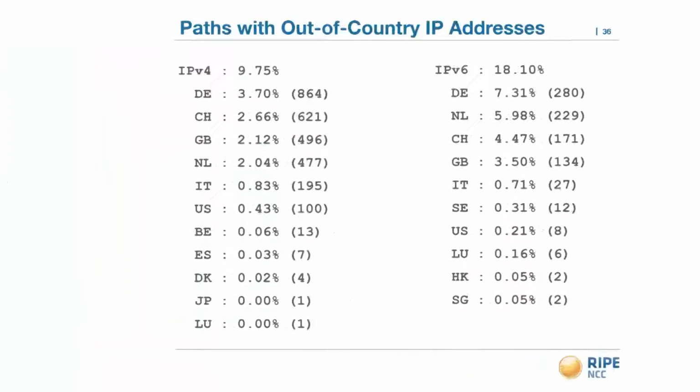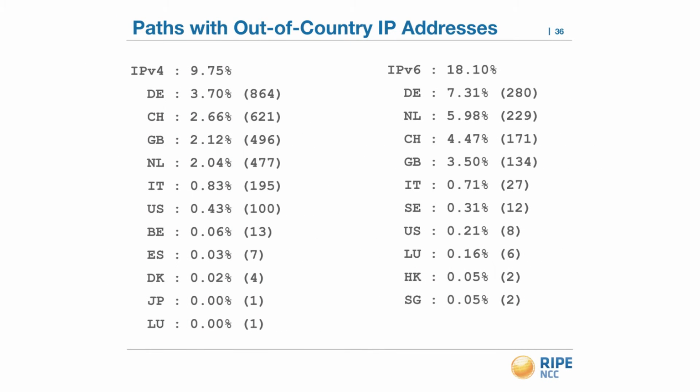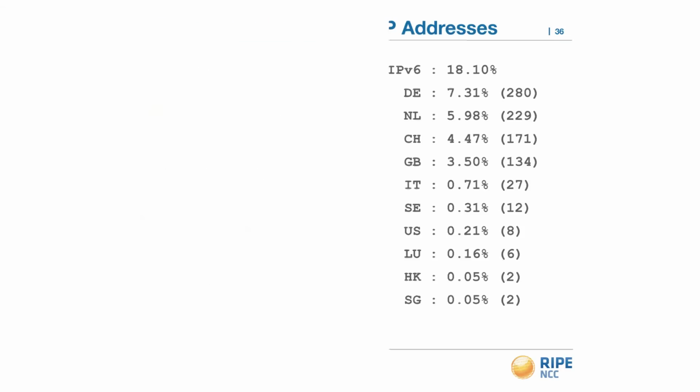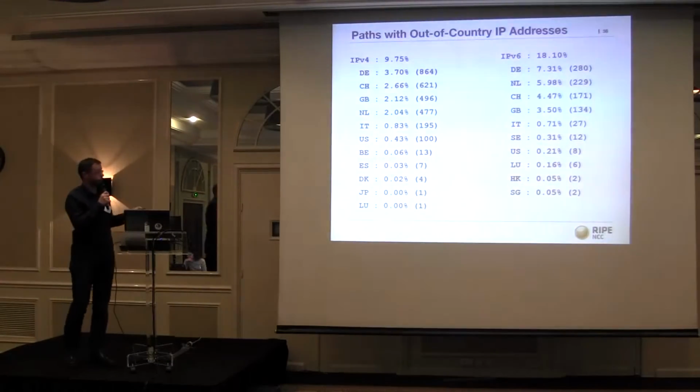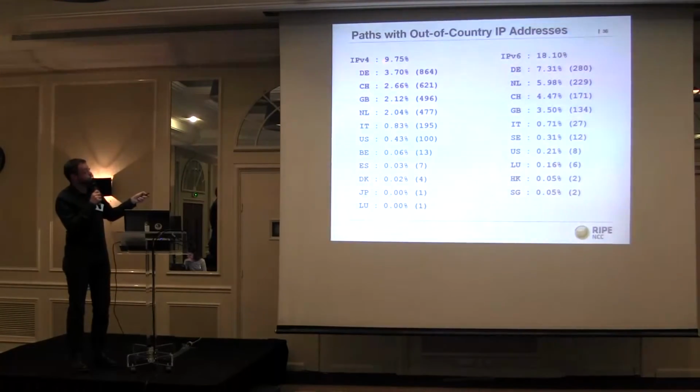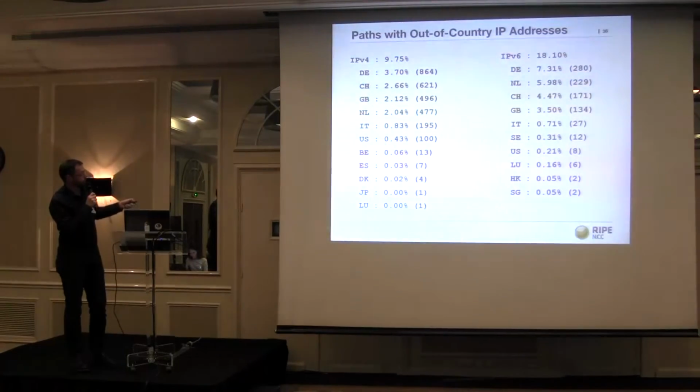So if we use this database, map the traceroutes to locations, what percentage of paths from France to France do we see going out of country? IPv4, 10%. IPv6, 18%. Interesting list of countries. Well, here it becomes a little, well, you probably don't want that. Japan.